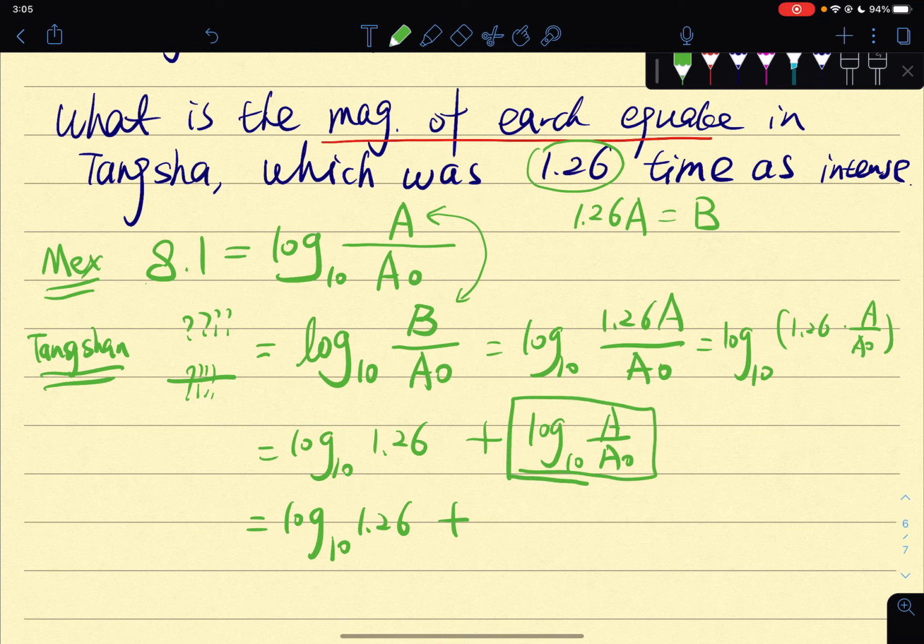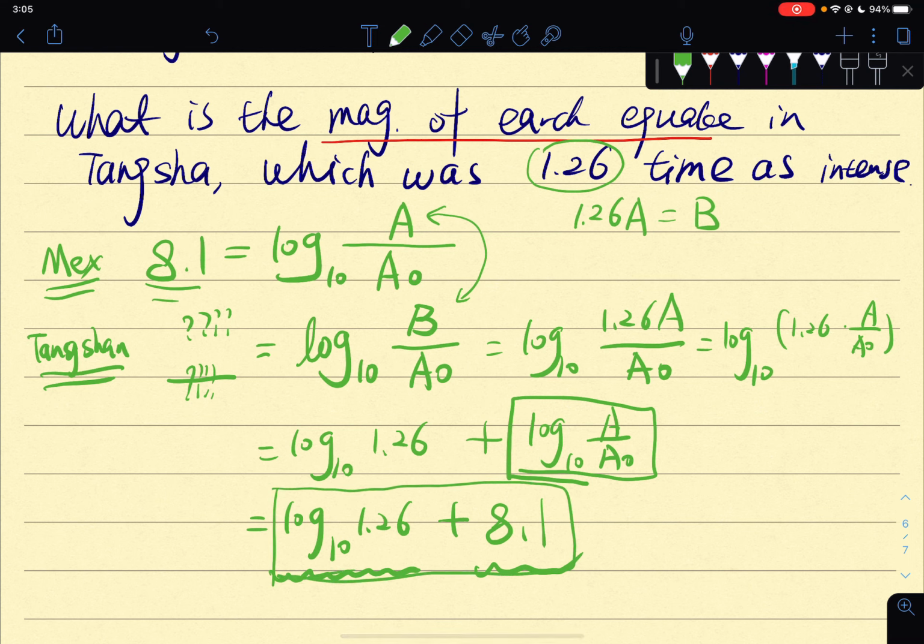We know what that is. It's 8.1. So the magnitude of the earthquake is 8.1 added to log base 10 of 1.26. That's exactly what we have as the final answer. Of course, you could have used your calculator to find what exactly this value is and then add 8.1 to it. Or you can type in log of 1.26 plus 8.1, which should be the structure that's accepted by the system.